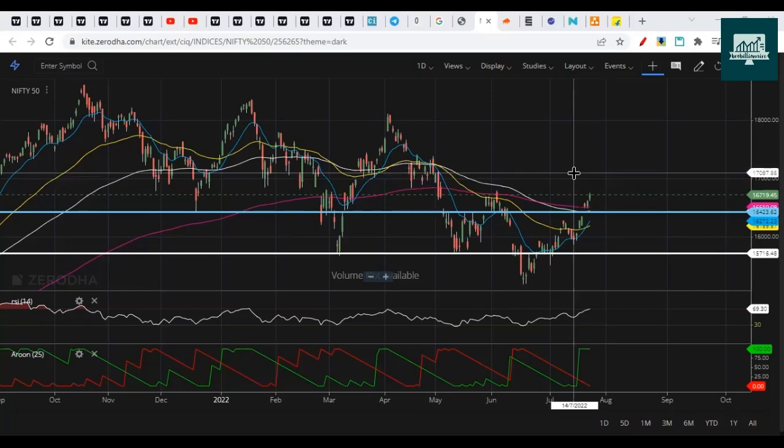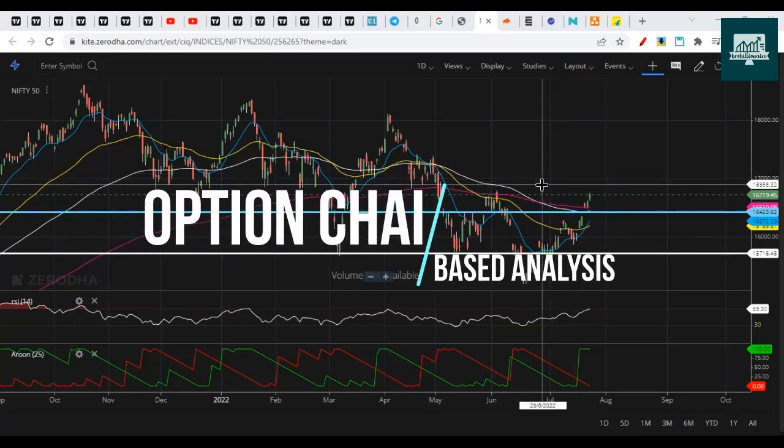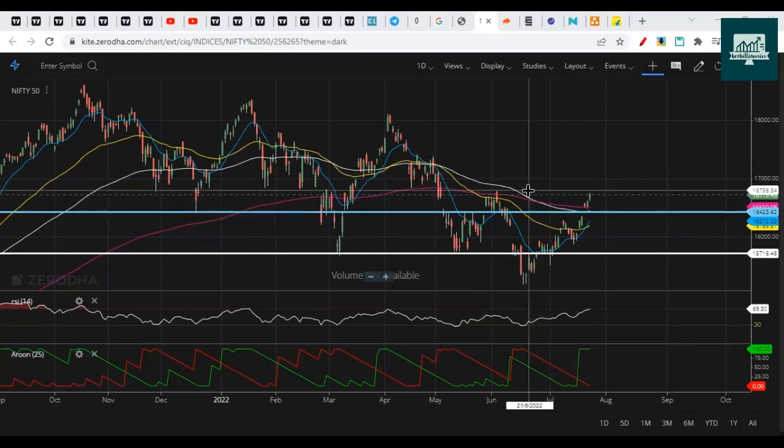We will be doing Nifty's analysis, first based on indicators, then we'll check Elliott Wave. After that, we'll do the option chain analysis to understand the move for the next week. So stay tuned and watch till end to understand the next moves.